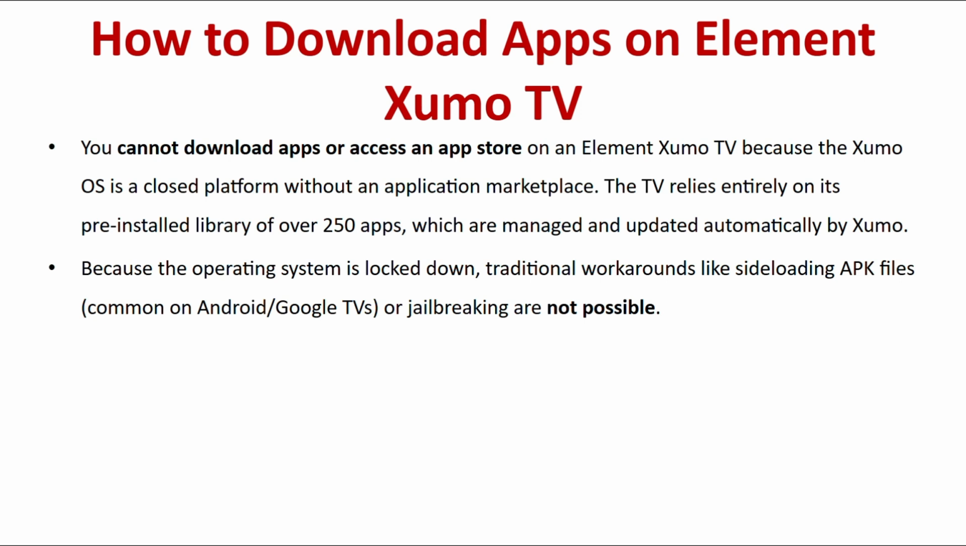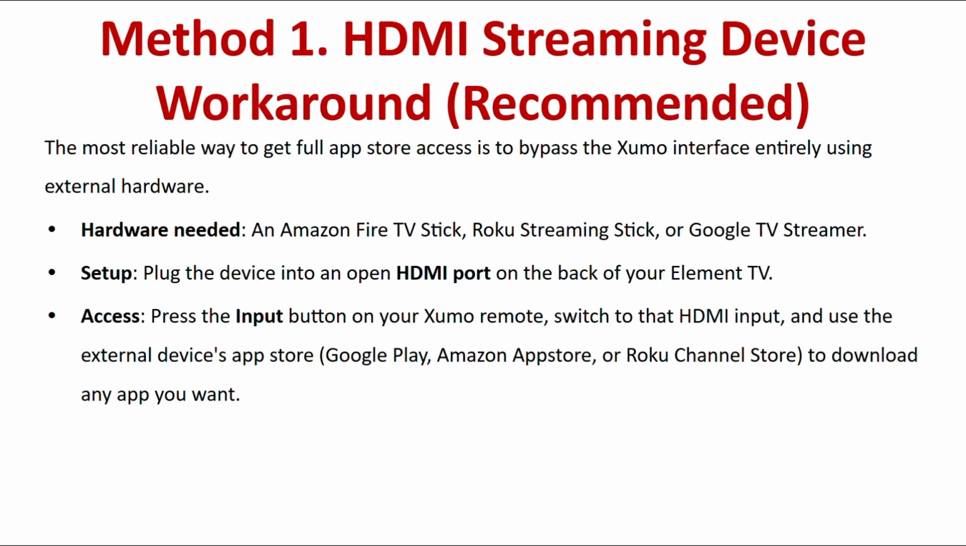The TV relies entirely on its pre-installed library of over 250 apps, which are managed and updated automatically by Xumo. Because the operating system is locked down, traditional workarounds like side-loading APK files, common on Android and Google TVs, or jailbreaking are not possible.